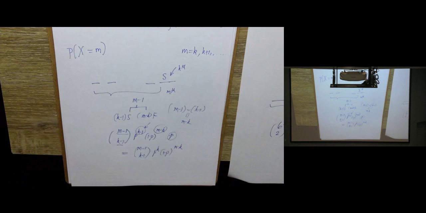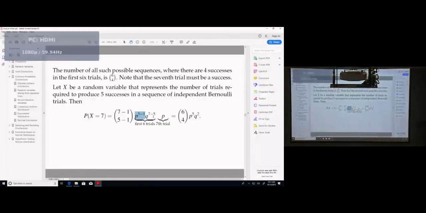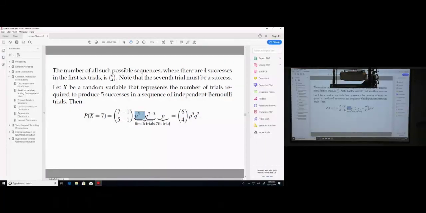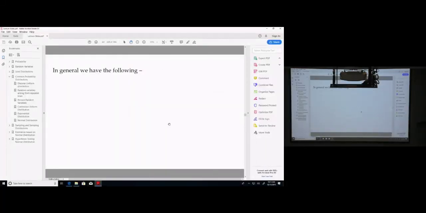All right, so there is an extra p coming from the very last trial. So that is the reasoning behind it. Okay, so this kind of argument is typical of all our subsequent calculations.